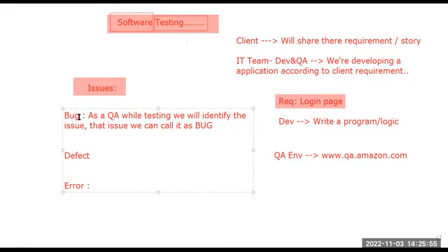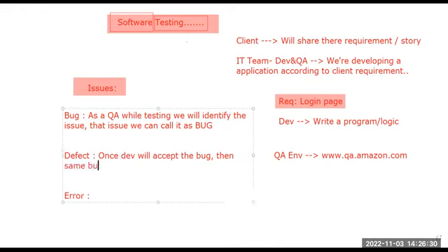Okay. So now once the developers accept this bug, once the developers feel that it is a valid issue, a valid bug, and we have to fix that particular bug, then as soon as our developers accept that bug, that same bug we are going to call a defect. It means the same issue, whatever we call a bug, is accepted by the developer, and the same issue we call a defect. So it's nothing but what? Once the developer accepts the bug, then the same bug we can call a defect. Clear, everyone?